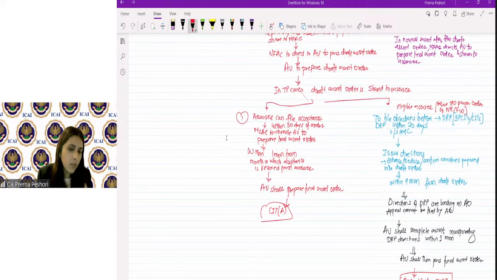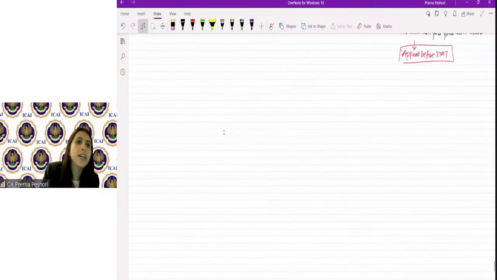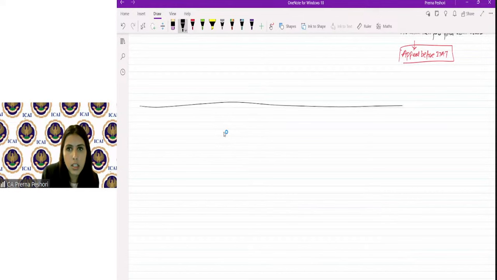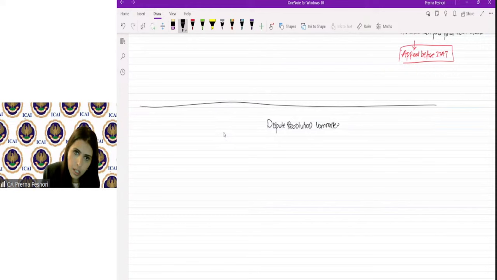Fine. Now the last option which the assessee has is the dispute resolution committee. The dispute resolution committee has been put up in place of the settlement commission. In place of the settlement commission, the dispute resolution committee has come up.